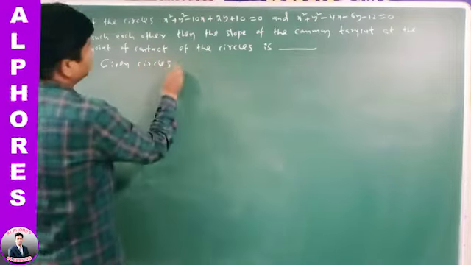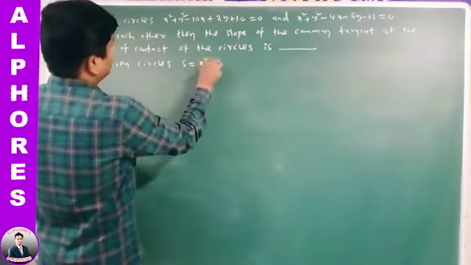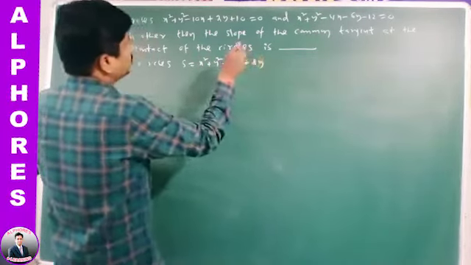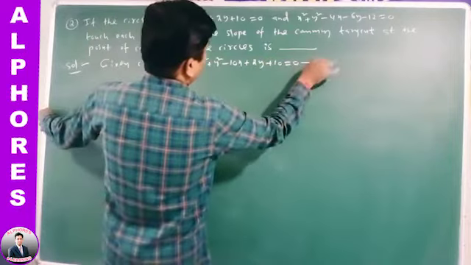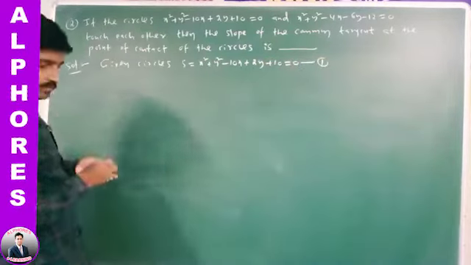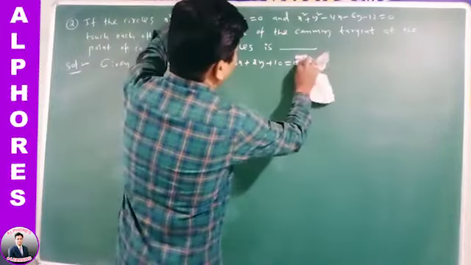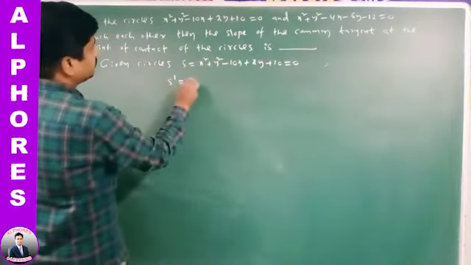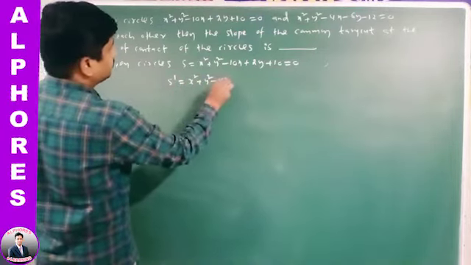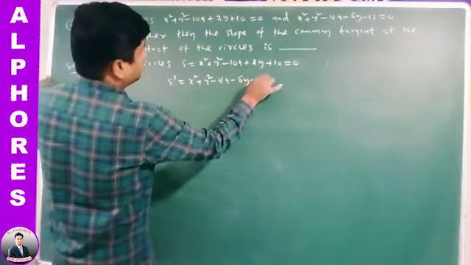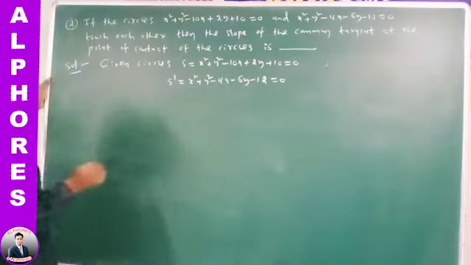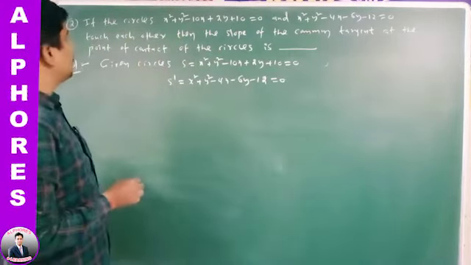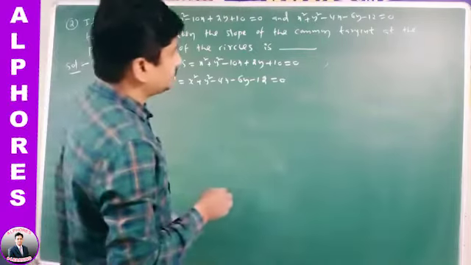Given circles: S, x square plus y square minus 10x plus 2y plus 10 equal to 0, equation number 1. Here S equal to 0. Next, S dash, x square plus y square minus 4x minus 6y minus 12 equal to 0. These two circles touch each other. The slope of the common tangent at the point of contact of the circles is required.